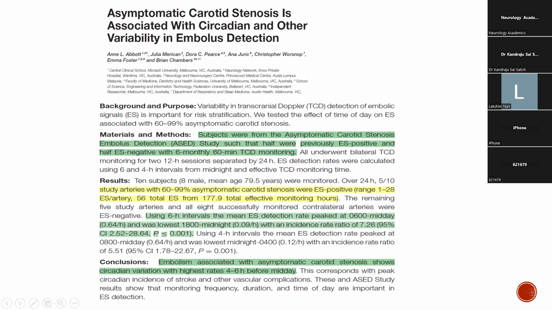So this study by Abbott et al. looked into the variability in transcranial Doppler detection of embolic signals, and they found that the embolism associated with asymptomatic carotid stenosis showed a circadian variation with the highest rate at 4 to 6 hours before midday, that is during morning hours. The mechanism is not sure. They have looked into the circadian variation, and they have found that the chances of detecting microemboli is more during the morning hours than the evening.